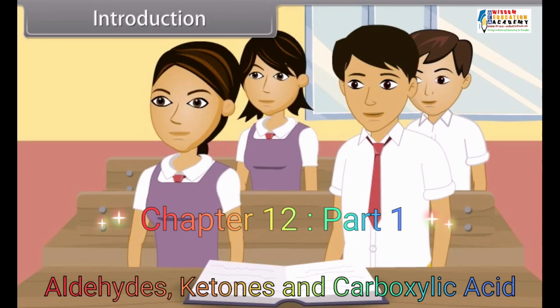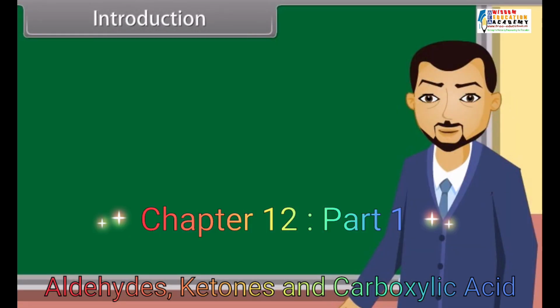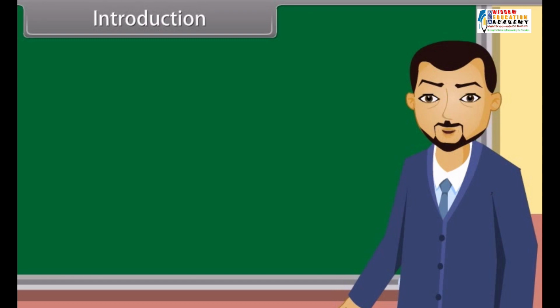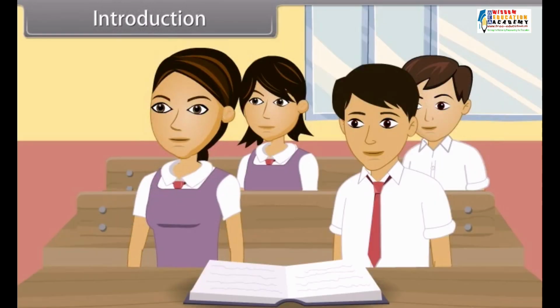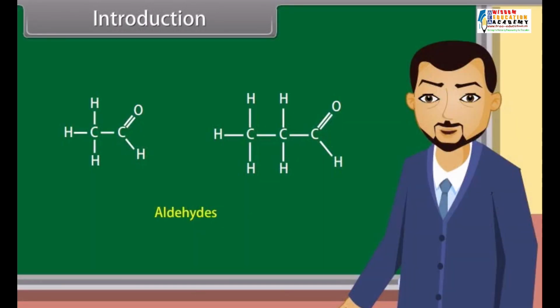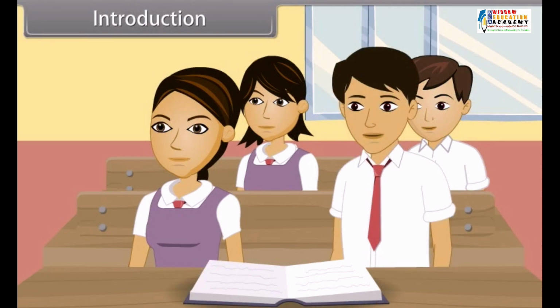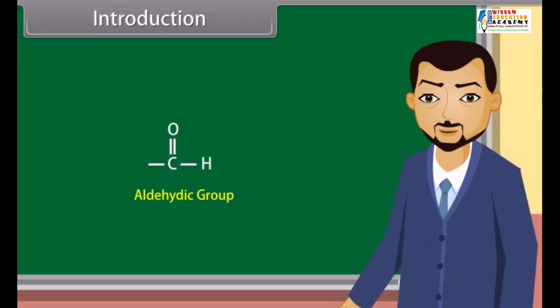Good morning, teacher. Good morning, students. Today we will learn about aldehydes, ketones and carboxylic acids. Teacher, what are aldehydes? Aldehydes are the organic compounds containing the aldehydic group at the end of a hydrocarbon chain. What is aldehydic group, teacher? Aldehydic group is a functional group defined as CHO.